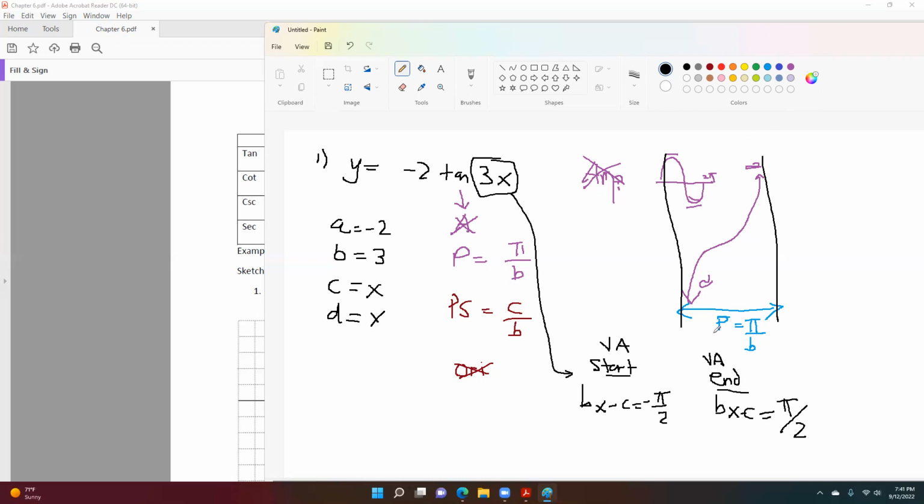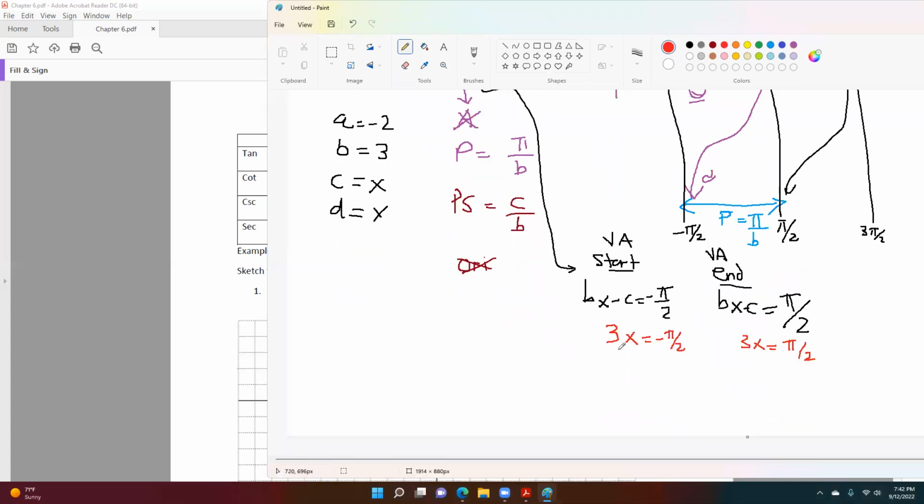The reason we use that is, as I mentioned, if you look at the tangent graph we just drew, it starts at -pi over 2 and ends at pi over 2. You can use another pair, pi over 2 and 3 pi over 2, but I suggest using these 2. So for question number 1, our bx minus c is 3x. So we get 3x equals negative pi over 2, and then 3x equals positive pi over 2.